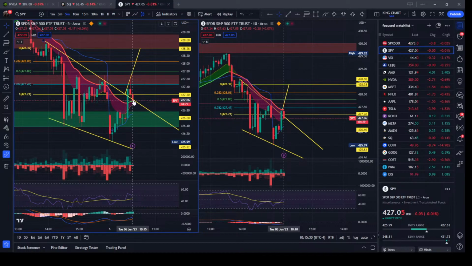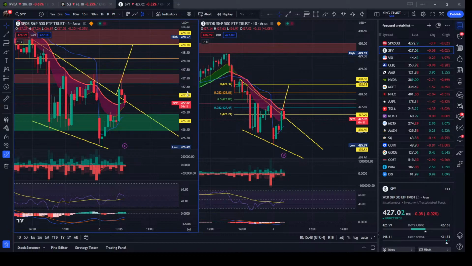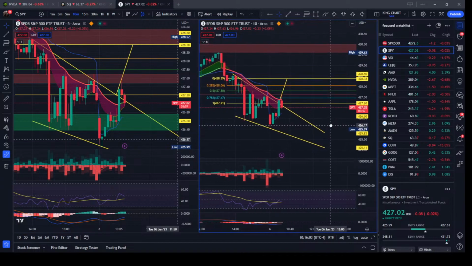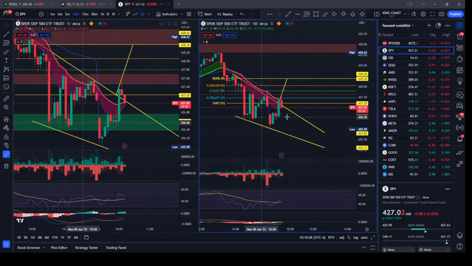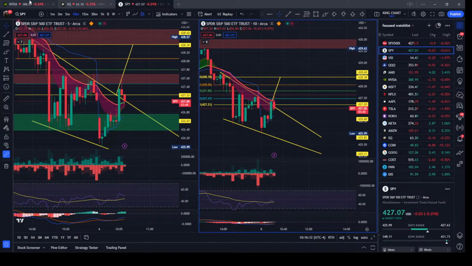Yeah, here we are touching the top of that neckline, touching the top of the trend line. Let's see if we can push back up here. A big catalyst for us would be if on the 15-minute candle we close above the trend line. That'll be a huge catalyst for SPY to the upside.